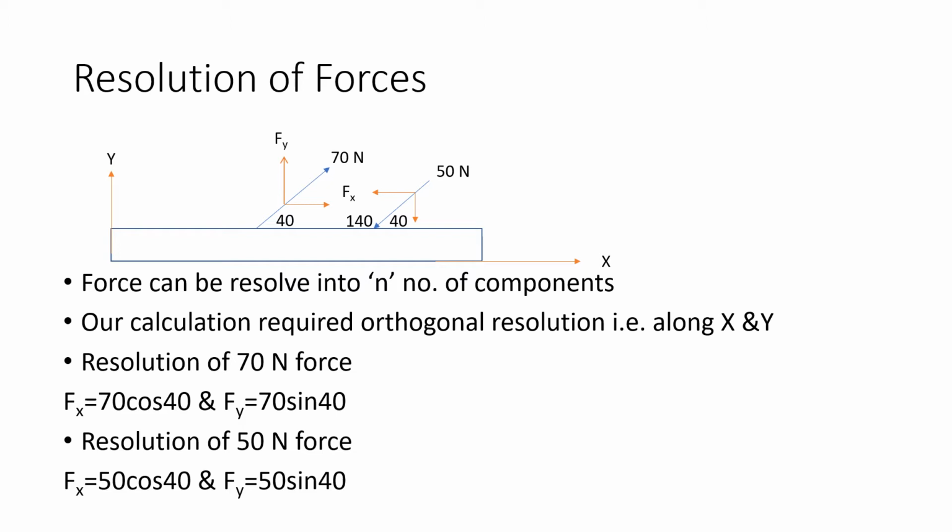we have to resolve the forces in x and y direction, because inclined forces are taken into account. So for this we have to resolve this member into orthogonal components. So resolution of the 70 Newton force: first, resolution along x direction, that is Fx, and second, resolution along y direction, that is Fy. So what is the value along x and y? Simply, for x direction we will take cosine, and for y direction we will take sine of the angle. So Fx is equal to 70 cos 40, and Fy is equal to 70 sin 40.